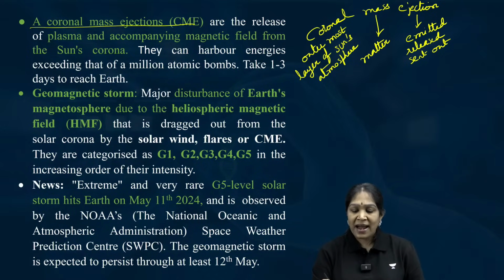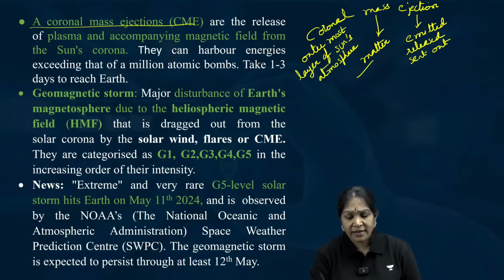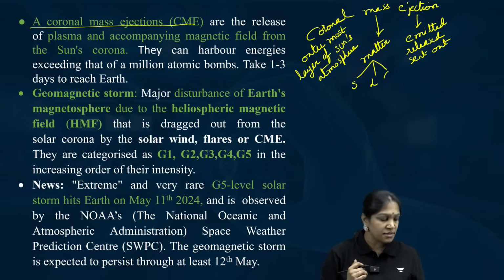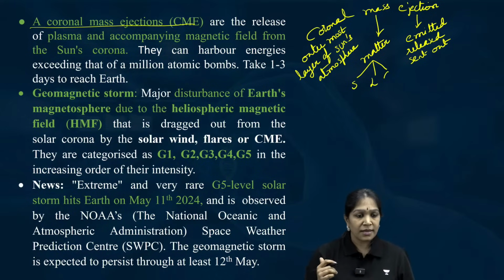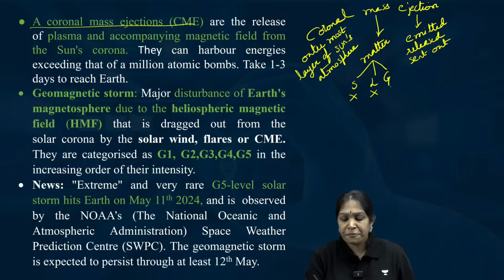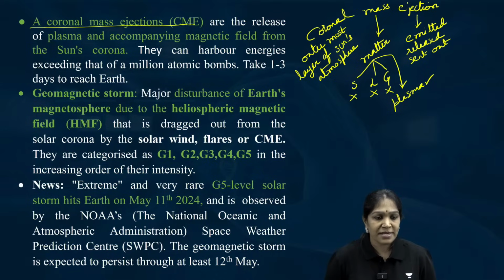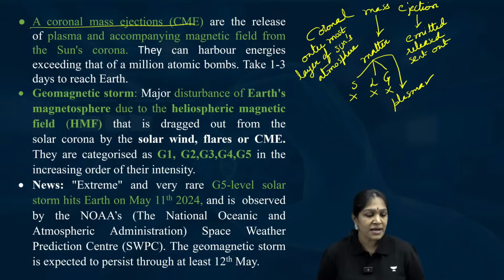This matter is in which form? Solid, liquid, gas? None of them. This is in the form of plasma. This is correct. So if some plasma is released from the sun's corona, then it is called coronal mass ejection.